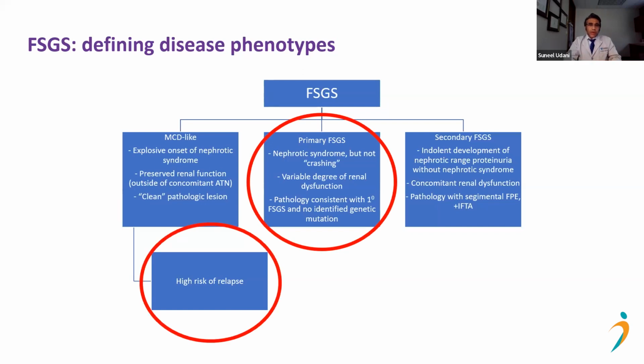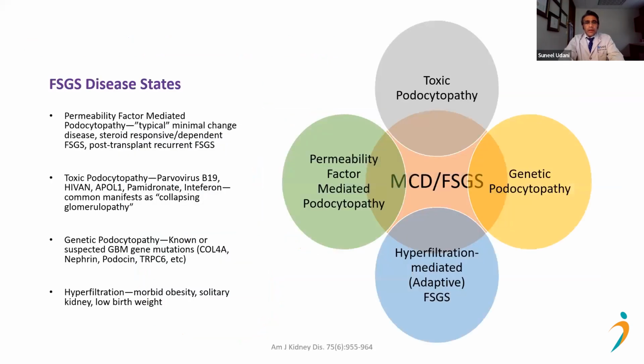So these two categories, primary FSGS and minimal change, many of them are immune mediated. And so as a result, the big problem is that even if people get a kidney transplant, there's a high risk of relapse, because your immune system still sort of knows how to cause this injury, even after a transplant, it may still do that. That's kind of been one way of categorizing it.